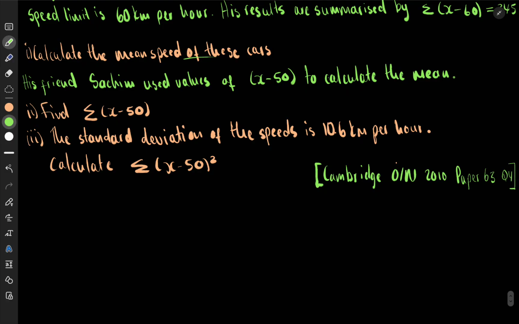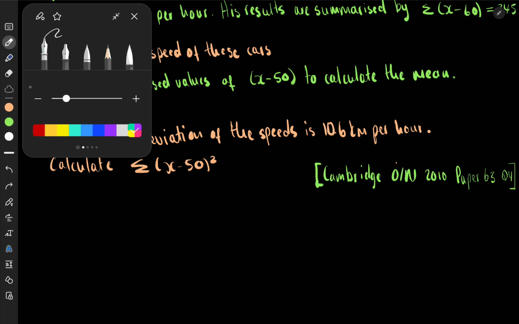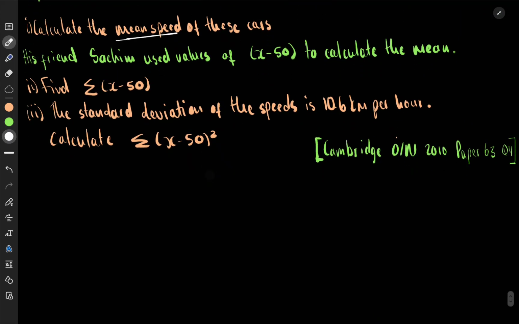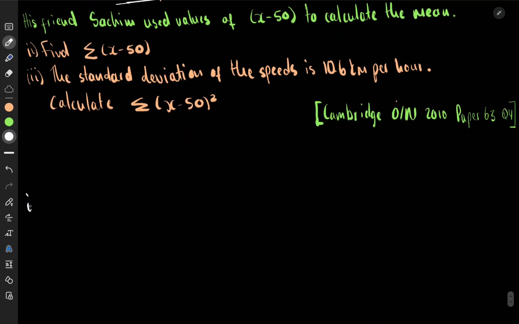Calculate the mean speed of the cars. When they say calculate the mean speed, they want the real mean, not the mean of x minus 60. That is not the real one. So anyway, whenever it says find the mean, we want the mean.